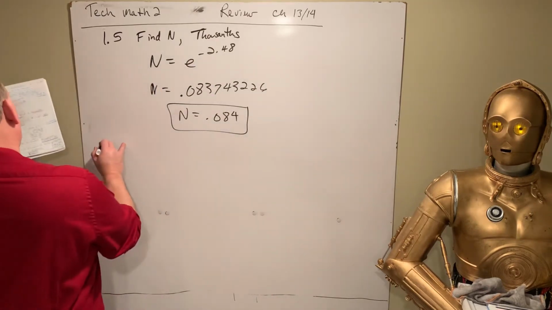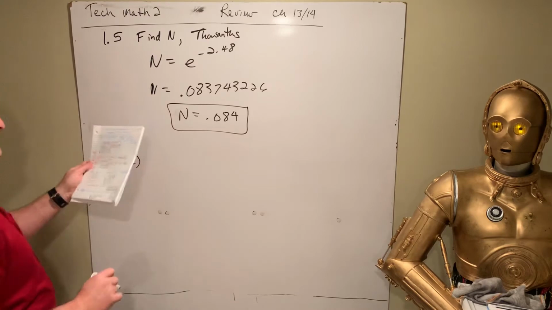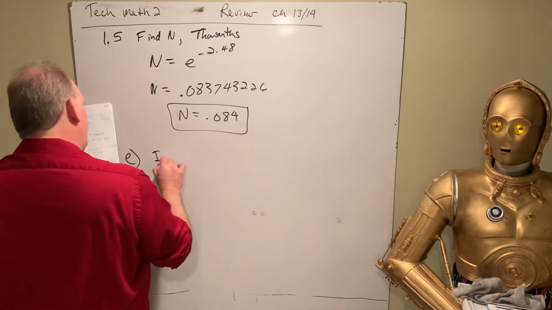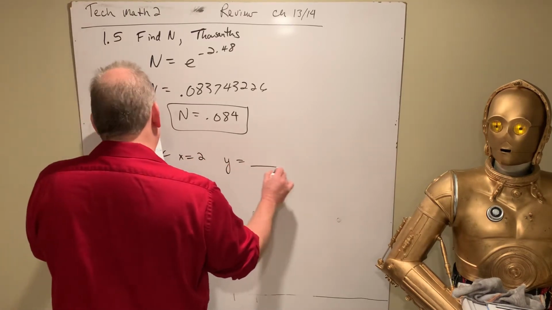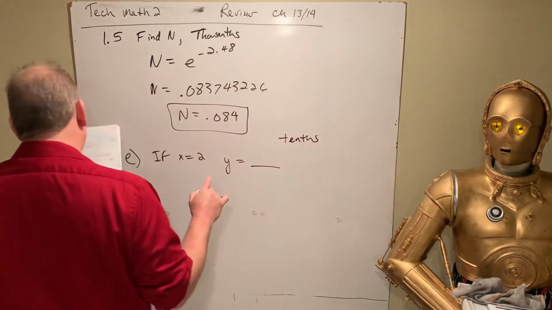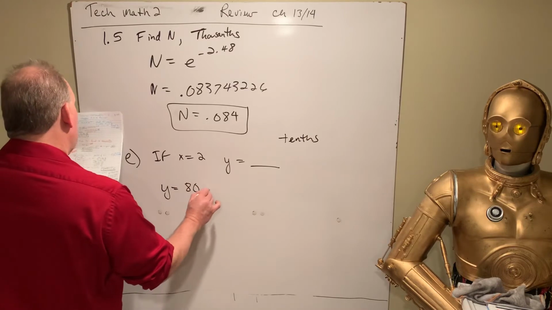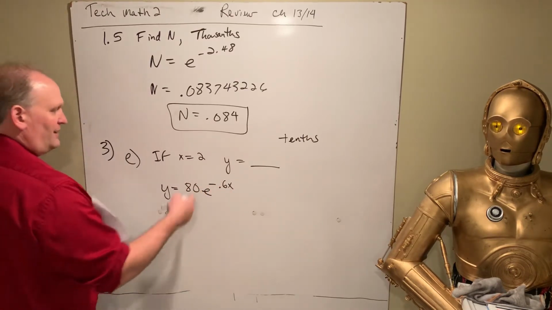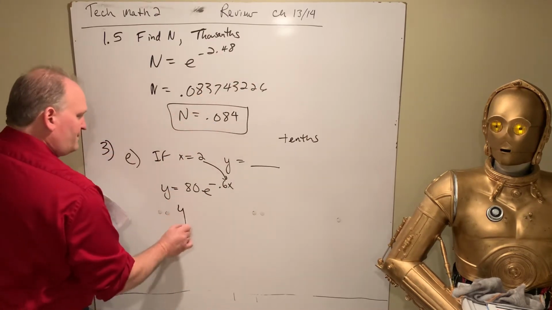3. E. So we don't have to do all of 3, just letter E. If x is equal to 2, what's y equal? And they want it rounded to tenths. And so we take a look at that. We had y is equal to 80 e to the negative 0.6x. Well, you're just taking 2 and subbing it in there, and then it's just like that problem.